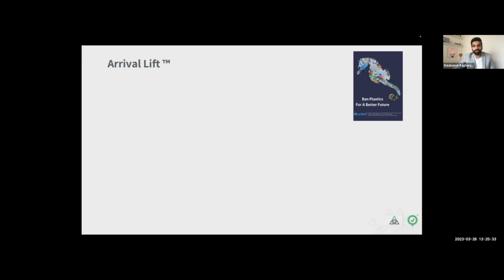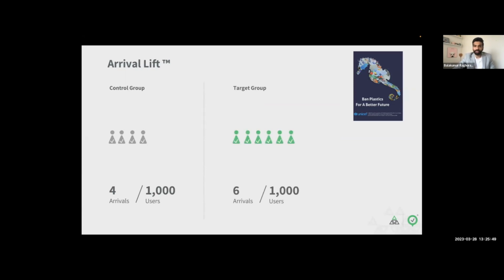So I started recreating that particular slide into, hey, of someone who's in your control group that didn't see your ads, for every 1,000 people, 4 people arrived. And for someone that did see your ads, 6 people arrived. So your marketing was actually 1.5 times more effective than a control group. You can take numerous inferences from this. Your marketing generated 2 additional incremental revenue arrivals from it, right? But this is something that's easy for people to go and repeat, easy for people to understand.